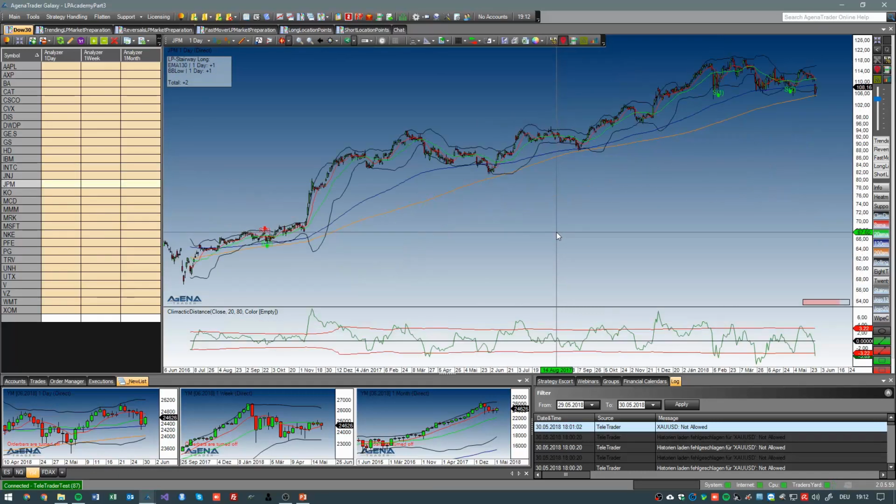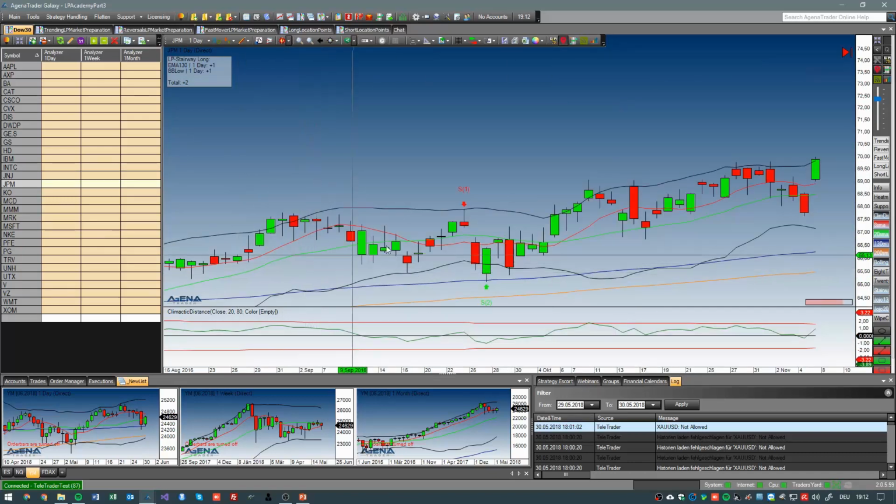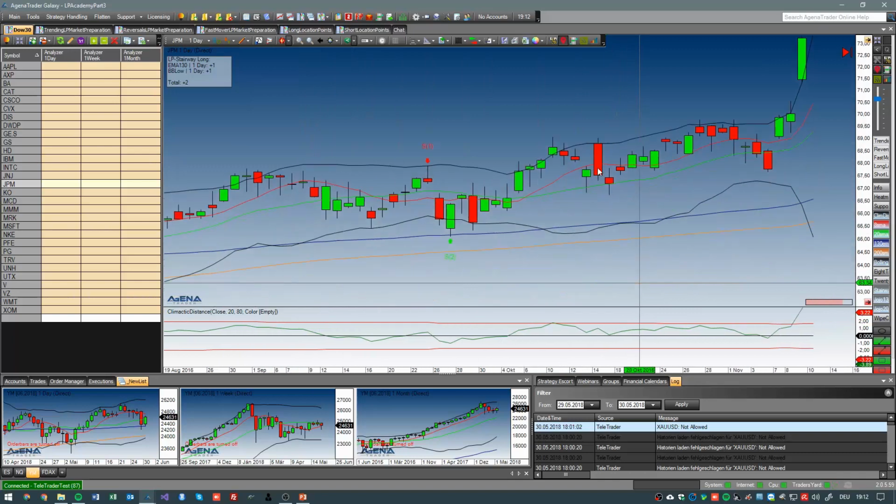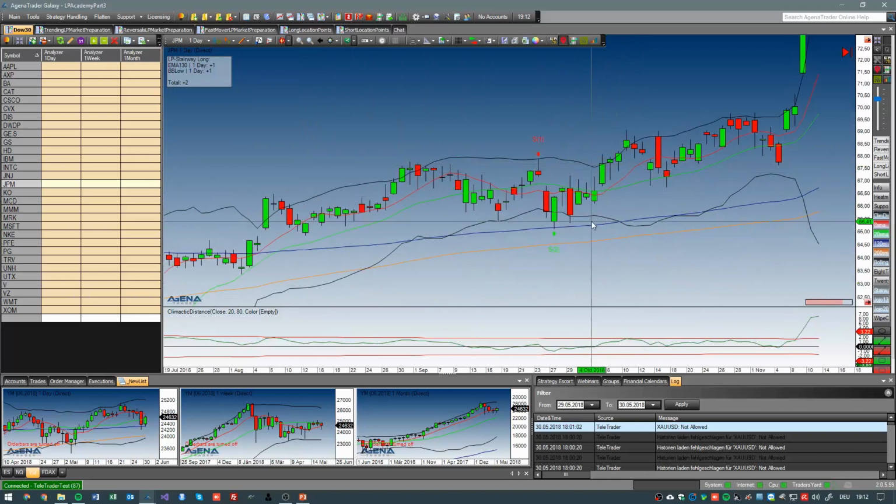Continue. What we have here. This looks good. Okay, so we take this stairway as our last signal to analyze. Entry here. Stop.